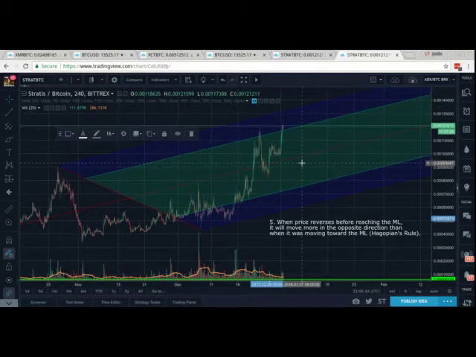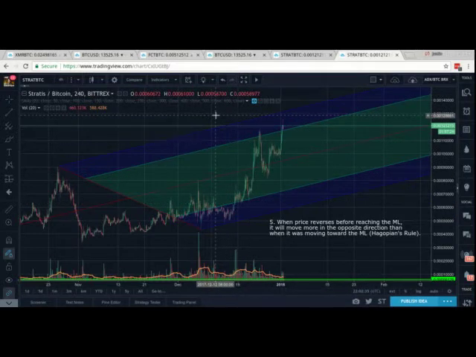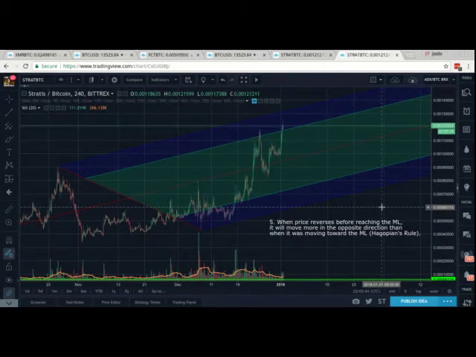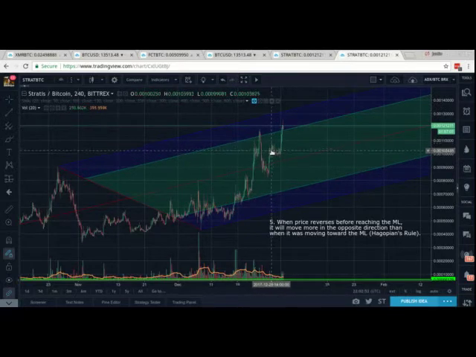And the fifth and final rule for trading pitchforks is Hagopian's rule, and that is when price reverses before reaching the median line, it will move more in the opposite direction than when it was moving toward the median line. And all that means is that if the price reverses on its own without actually touching the median line, it will move more in the opposite direction than it did on its way toward the median line.